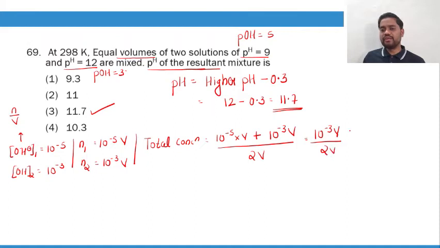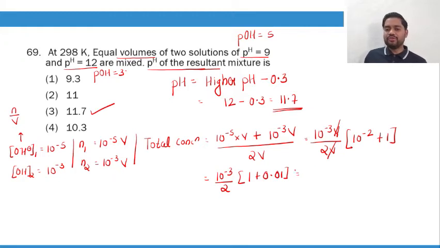Now I am taking out 10 raised to minus 3 V outside, and this is 2V. What will remain over here? If I take out 10 raised to minus 3, I will get 10 raised to minus 2 plus 1. This V and V get cancelled, right? So I have 10 raised to minus 3 by 2 into 1 plus 0.01, that is 10 raised to minus 2. Now 1 by 2 is 0.5 into 10 raised to minus 3.